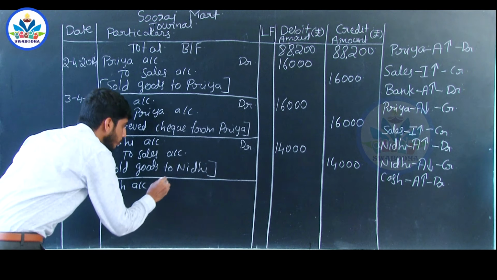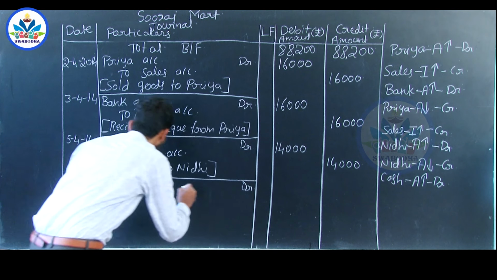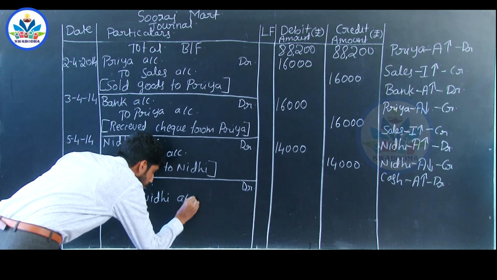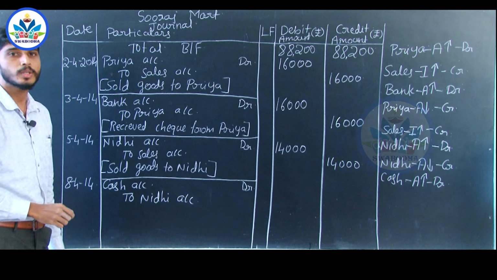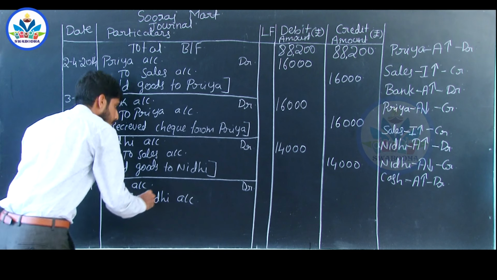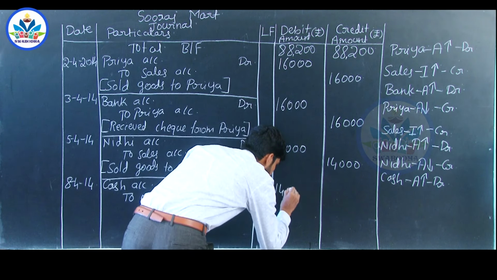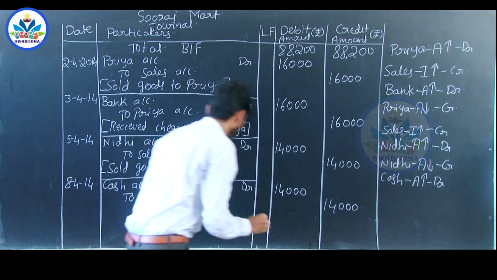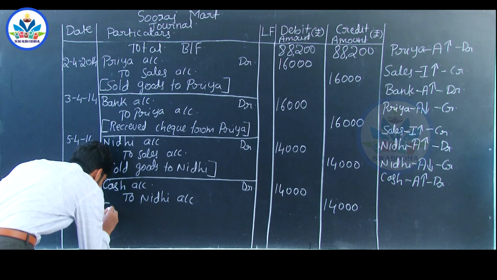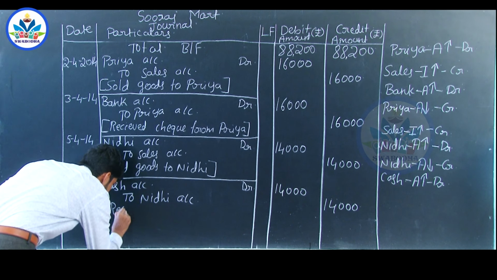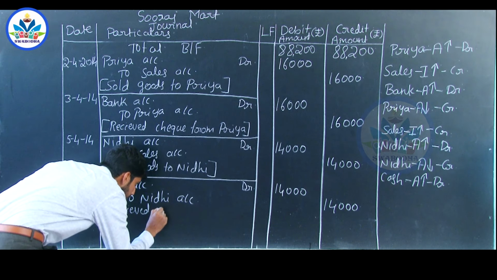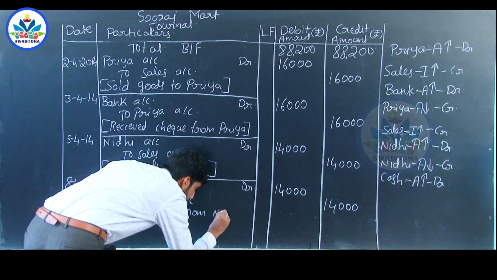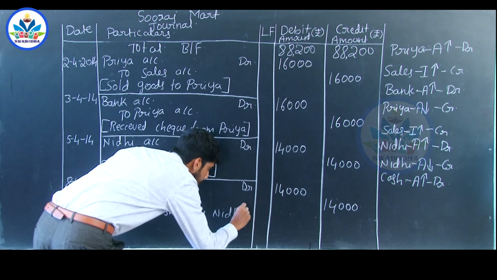Cash account debited to Nidhi's account. Amount received is 14,000. Narration: received cash from Nidhi.